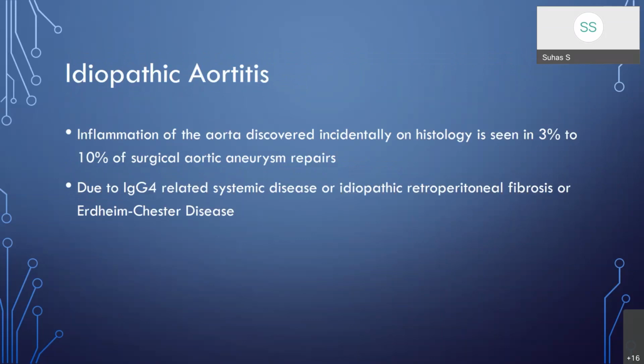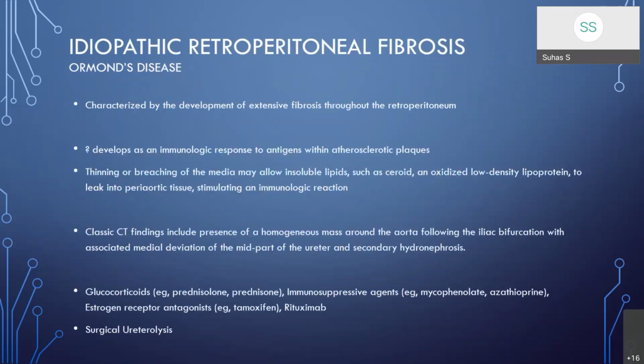Coming to other conditions which affect the aorta, we have idiopathic aortitis. This is inflammation of the aorta, which is discovered incidentally on histology, seen in around 8 to 10% of patients who are undergoing surgical aortic aneurysm repair. This may be due to conditions like idiopathic retroperitoneal fibrosis, popularly called Ormond's disease. This is characterized by development of extensive fibrosis throughout the retroperitoneum. This is suspected to be an immunological response to antigens such as insoluble lipids, which are present in atherosclerotic plaque.